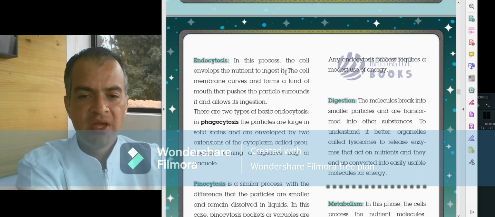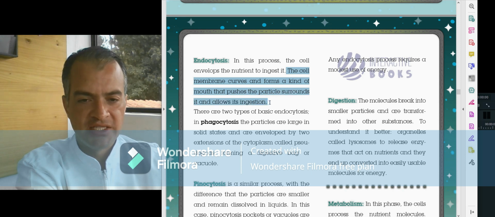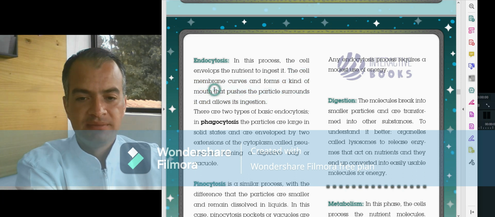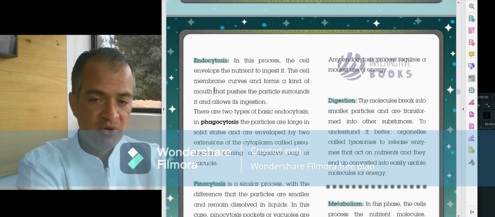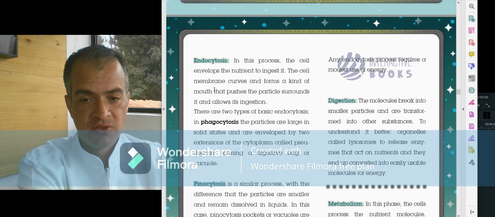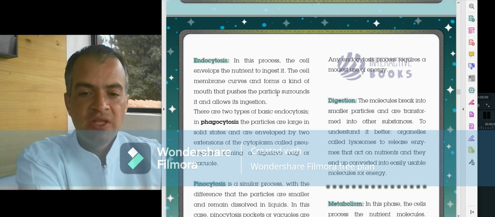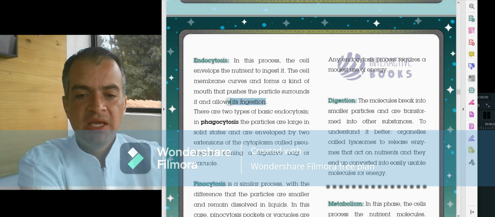The cell membrane curves and performs a kind of mouth that pushes the particles surrounded and allows its ingestion. La membrana celular hace una curva y forma un tipo de boca. Esto no lo dice ahí, pero lo digo yo, o un bolsillo. ¿Listo? That pushes the particle, que empuja la partícula que la rodea dentro de ella y permite su ingestión.